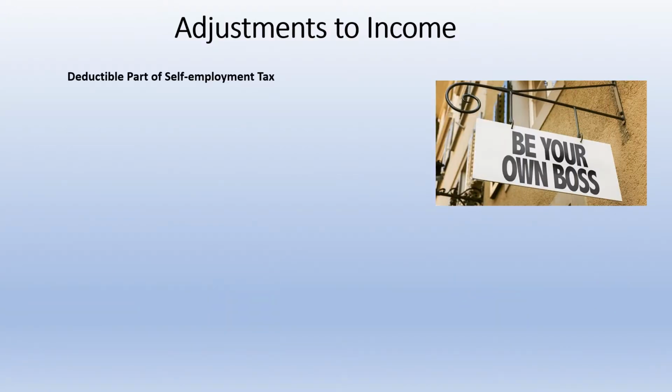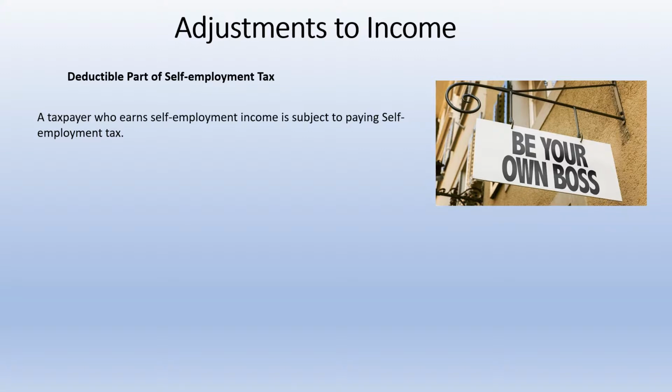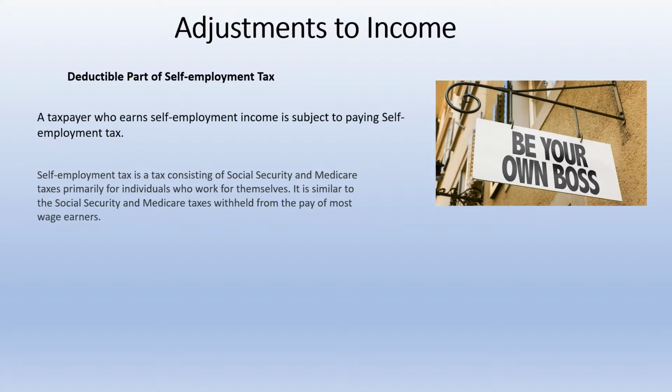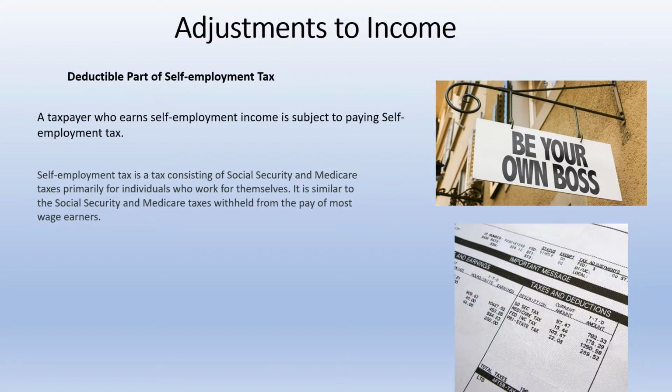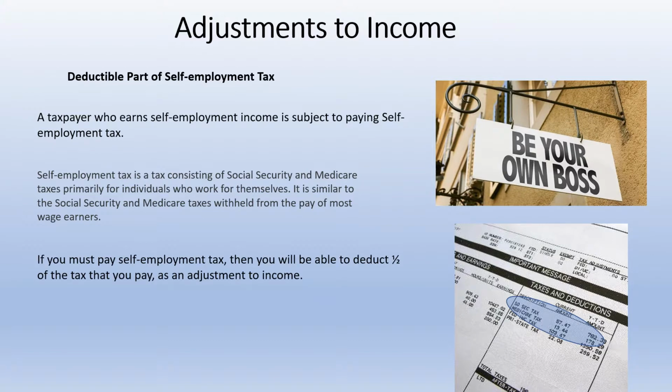Deductible part of self-employment tax. A taxpayer who earns self-employment income is subject to paying self-employment tax. Self-employment tax is a tax consisting of Social Security and Medicare taxes primarily for individuals who work for themselves. It is similar to the Social Security and Medicare taxes withheld from the pay of most wage earners. If you must pay self-employment tax, then you will be able to deduct 1/2 of the tax that you pay as an adjustment to income.